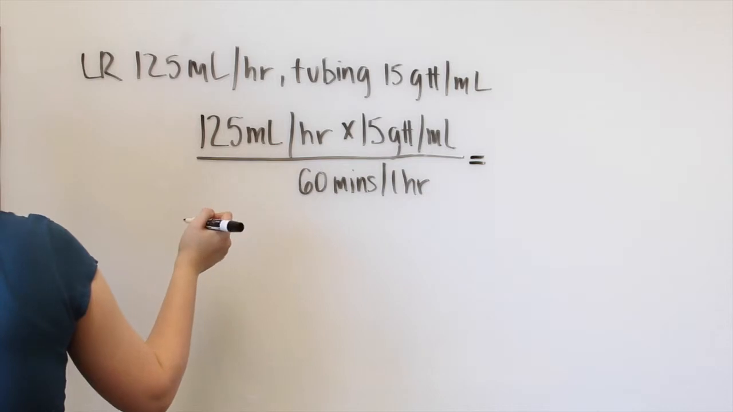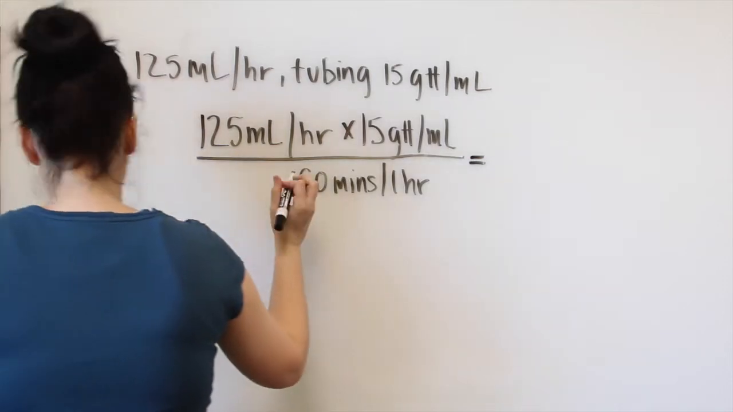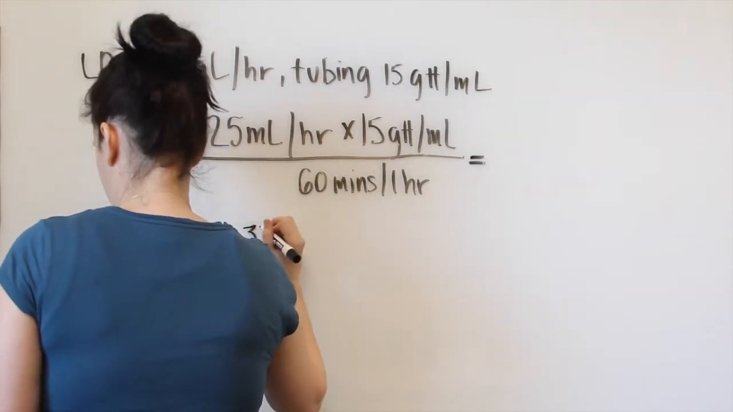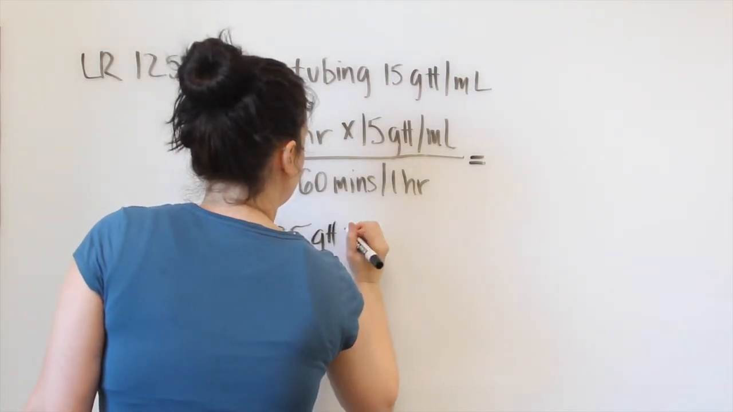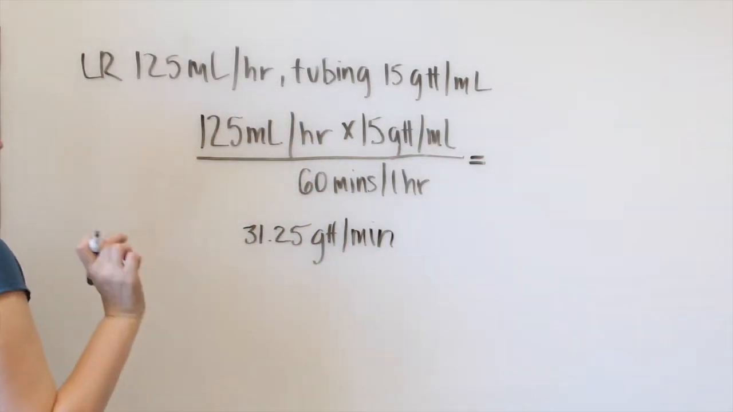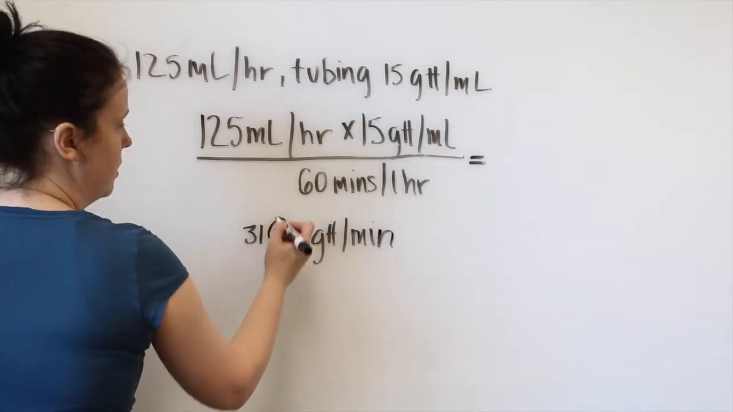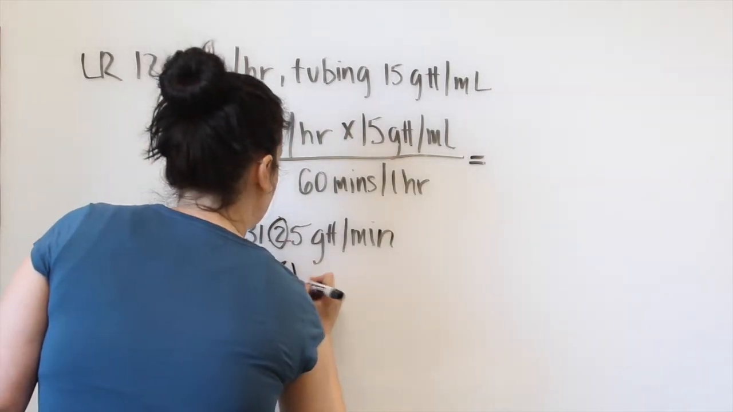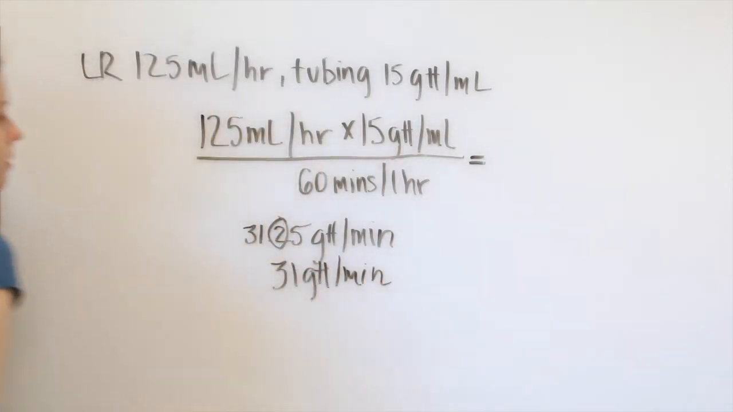So basically, you can just use your calculator and do this. You should get 31.25, which is also near impossible to measure because you can't count partial drops. So you're going to just round down. And you get 31 drops per minute.